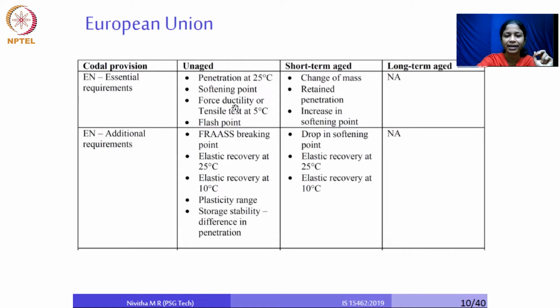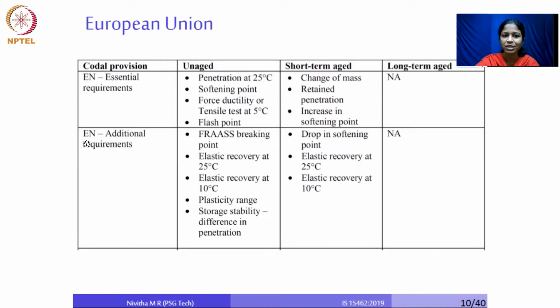So what is this force ductility test? It basically calculates the deformation energy that is involved in taking the elongation of a sample from 200 mm to 400 mm. Basically, it's like a ductility test. You do it under controlled conditions until you reach a deformation of 400 mm. Then we calculate the deformation energy required for the elongation from 200 mm to 400 mm. So that is quantified in this particular test. Then we also have a flash point. When you move on to the short-term aged condition, we have change in mass, retained penetration, increase in softening point. They do not specify any test on long-term aged condition.